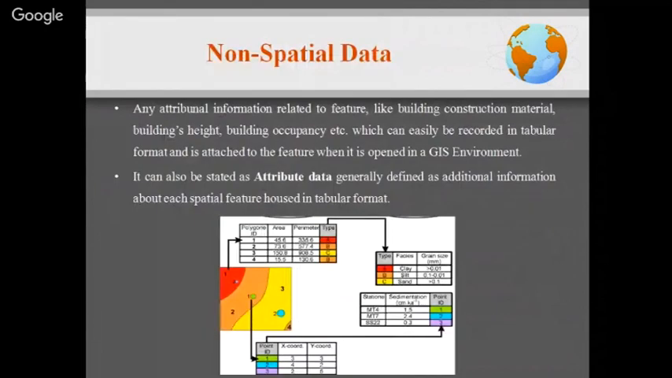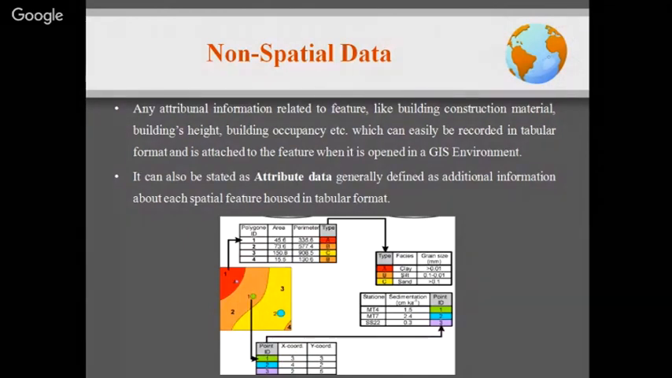Now coming to non-spatial data, which is also known as attribute data, any attributable information related to a feature like a building, construction material, building's height, building's occupancy, which can easily be recorded in tabular format and is attached to the feature when it's opened in a GIS environment, is known as non-spatial or attribute data.